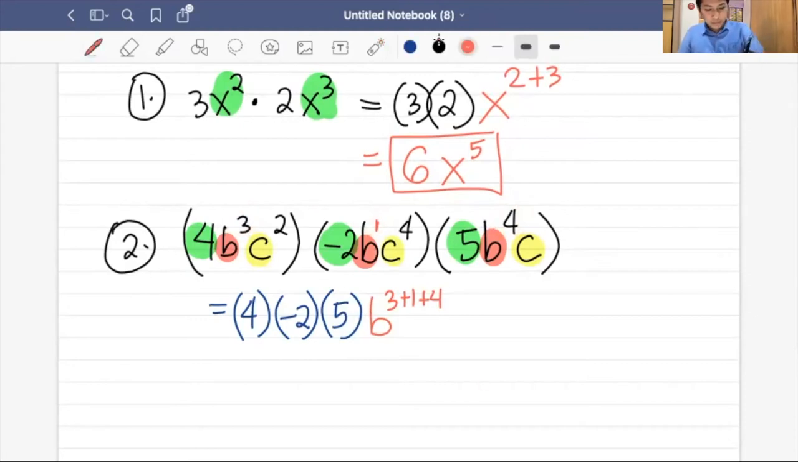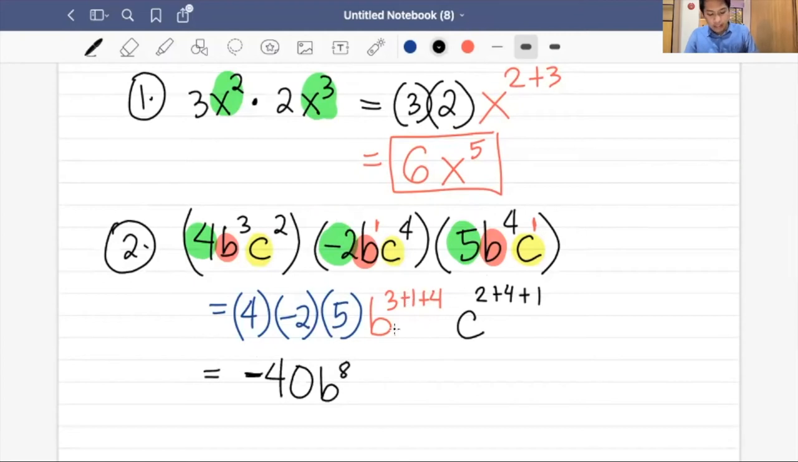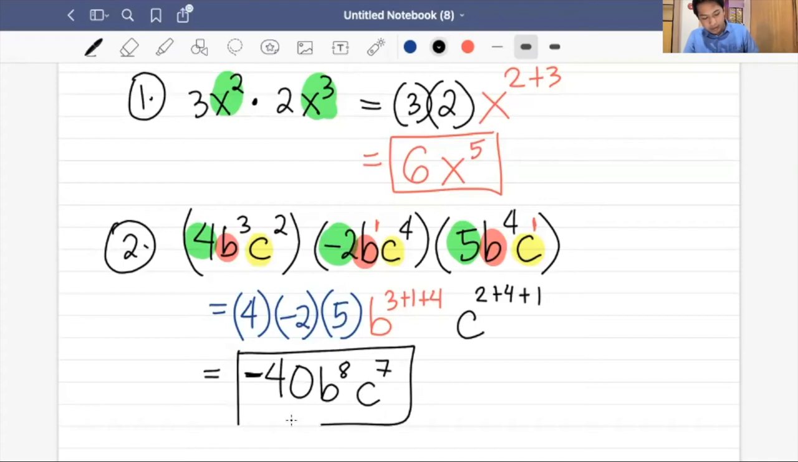Next, for C, we have C to the second power, plus 4 plus 1. Again, there is a default exponent there, which is 1. We have 2 plus 4 plus 1. And then just simplify. This is equal to 4 times negative 2, negative 8, times 5. That is negative 8 times 5, negative 40. B: 3 plus 1, 4 plus 4, 8. C: 2 plus 4, 6 plus 1, 7. So the final answer is negative 40, B to the 8, C to the 7.